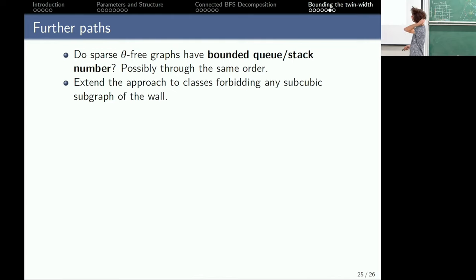And can you extend the same approach to bound a bit more than just a theta? Like, can you forbid any other subcubic graph of the wall and also get bounded twinwidth? So it's not obvious how it would generalize from this, but yeah.